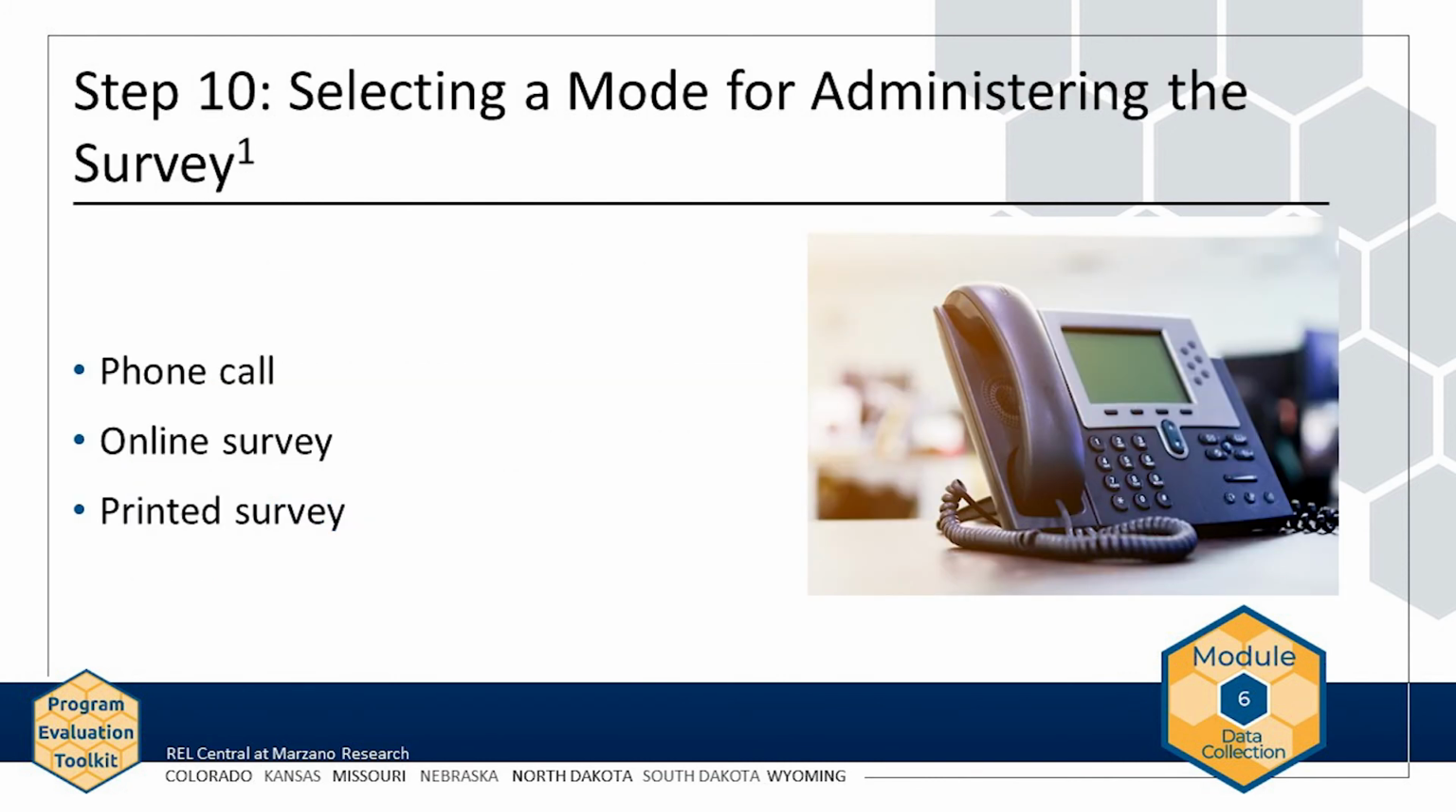Finally, select a mode for administering the survey. You can use a variety of modes once you develop your questions: collecting phone numbers and calling participants, sending participants a link to an online survey in a text message or email, or printing the survey to mail to participants or administer at meetings. These modes vary in cost, time commitment, and number of staff needed. The modes may also yield different response rates.